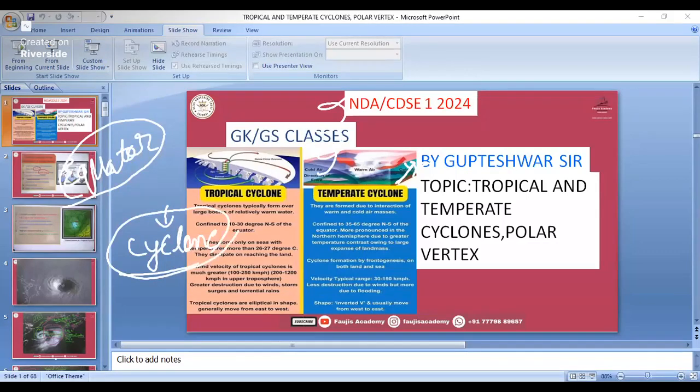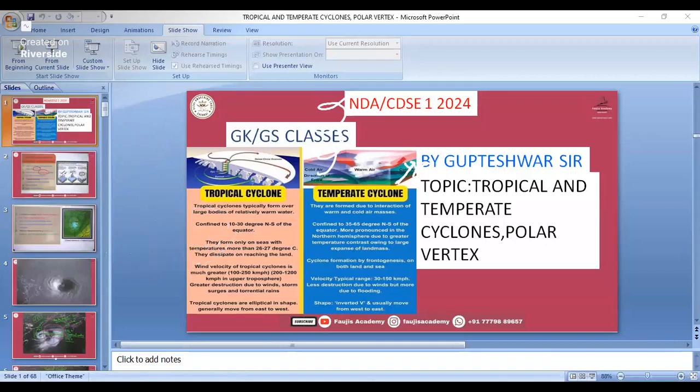Now see here, these cyclones are named. They have different names. They are the same tropical cyclones only, but they have different names in different parts. The Indian Ocean, that is known as cyclone. In the Atlantic, it will be known as hurricane. Then in the Western Pacific and South China Sea, we have the typhoon. Then in Western Australia, we have the Willies.